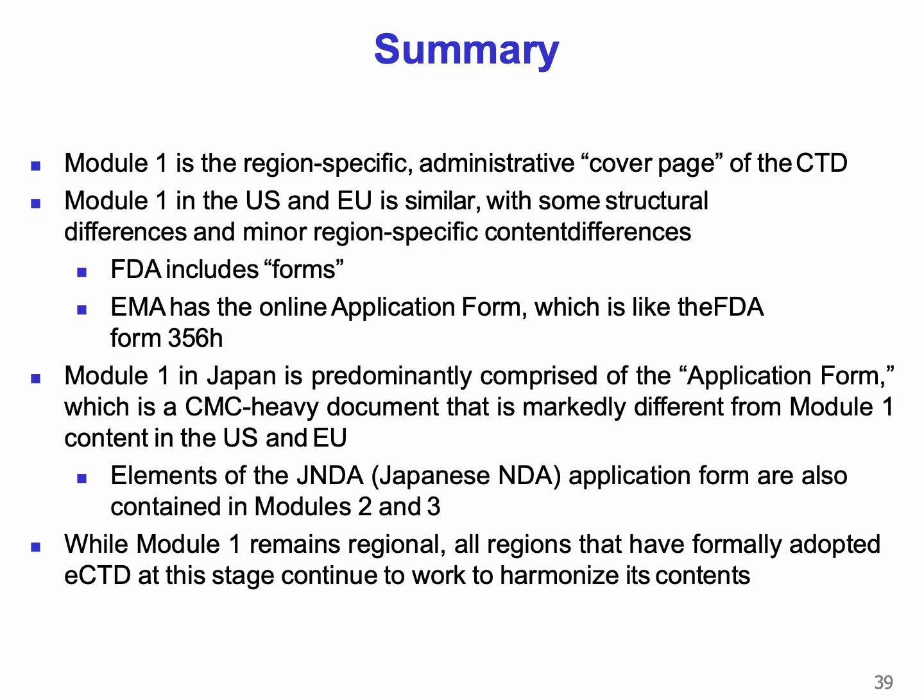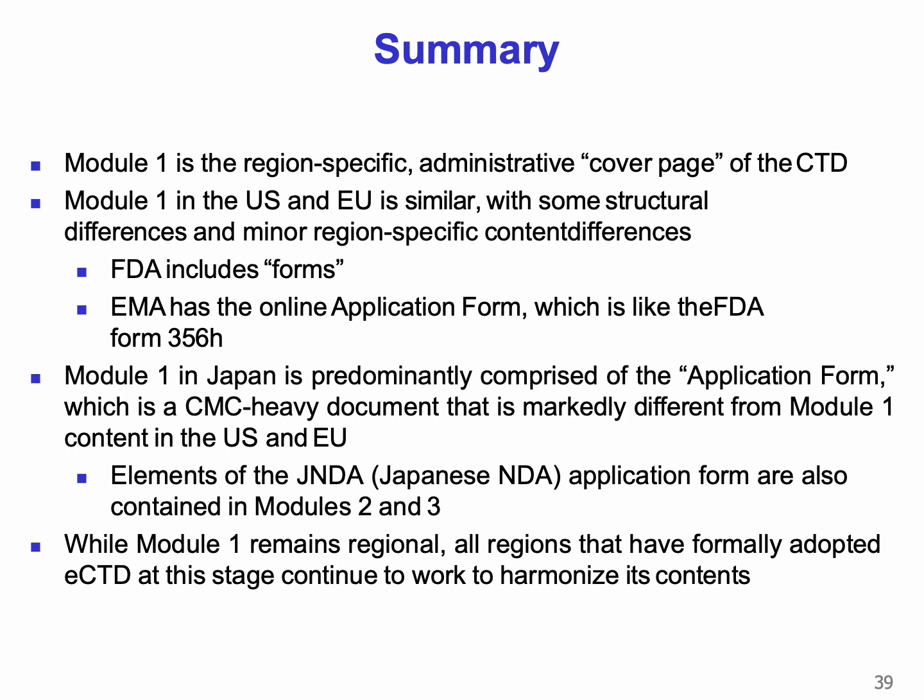So in summary, module 1 is the region-specific administrative cover page of the CTD. Module 1 in the US and Europe is similar, with some structural differences and minor region-specific content differences. So FDA includes forms. EMA has the online application form, which is like the FDA form 356h. I also talked briefly about the Canadian form HSC 3011, which is also completed online.